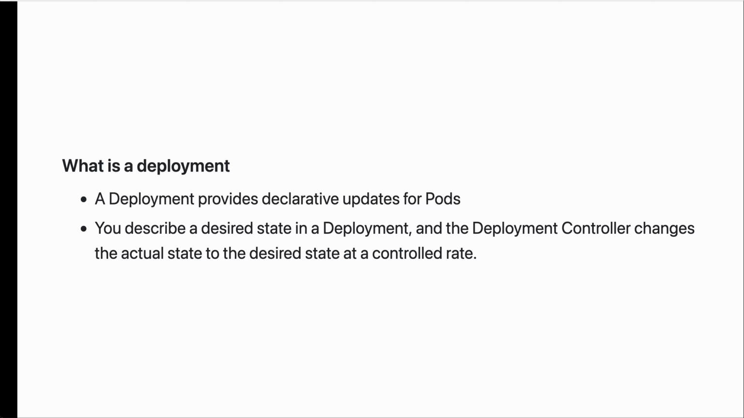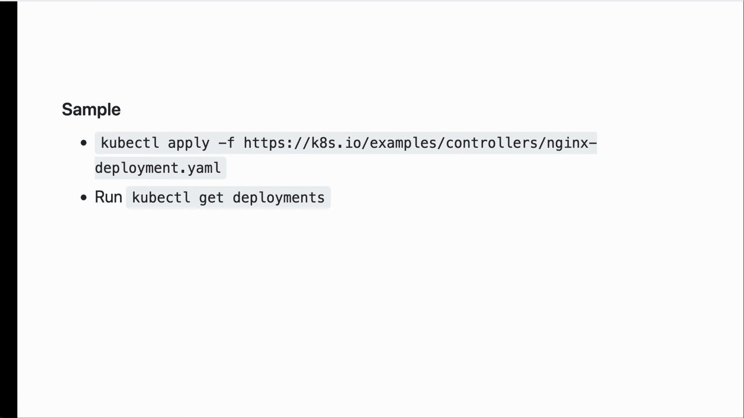About deployments. A deployment provides declarative updates for pods, or in other words, it'll manage your pods. It'll make sure that your pods are updated, alive, load balanced, that sort of thing. So you describe a desired state in a deployment, and the deployment controller changes the actual state of the pod to the desired state that you wanted at a controlled rate. It'll make sense in a second.